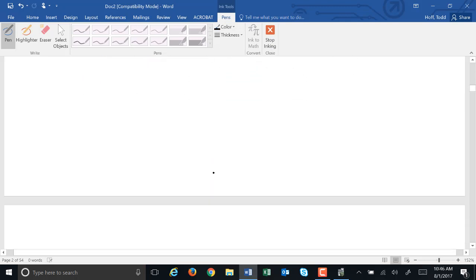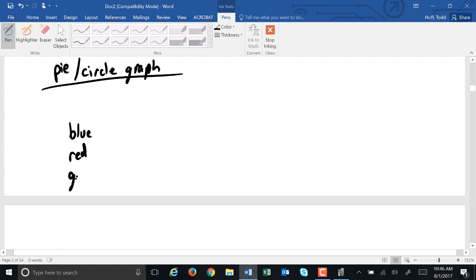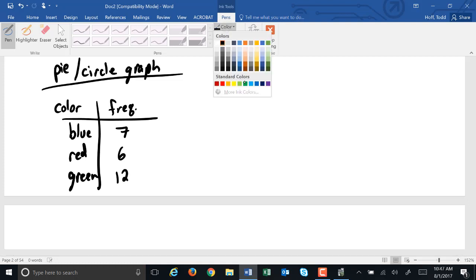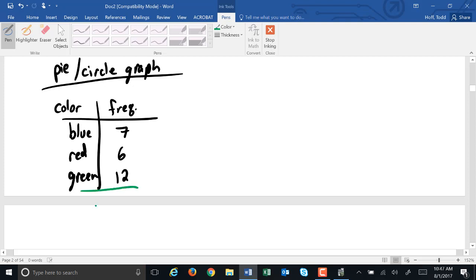We could have a pie or circle graph. And let's say we have that favorite color graph again. And let's say out of our people surveyed here, we had 7 choose blue, 6 choose red, and 12 choose green as their favorite color. To graph these, we need to know the total. What do those add up to?